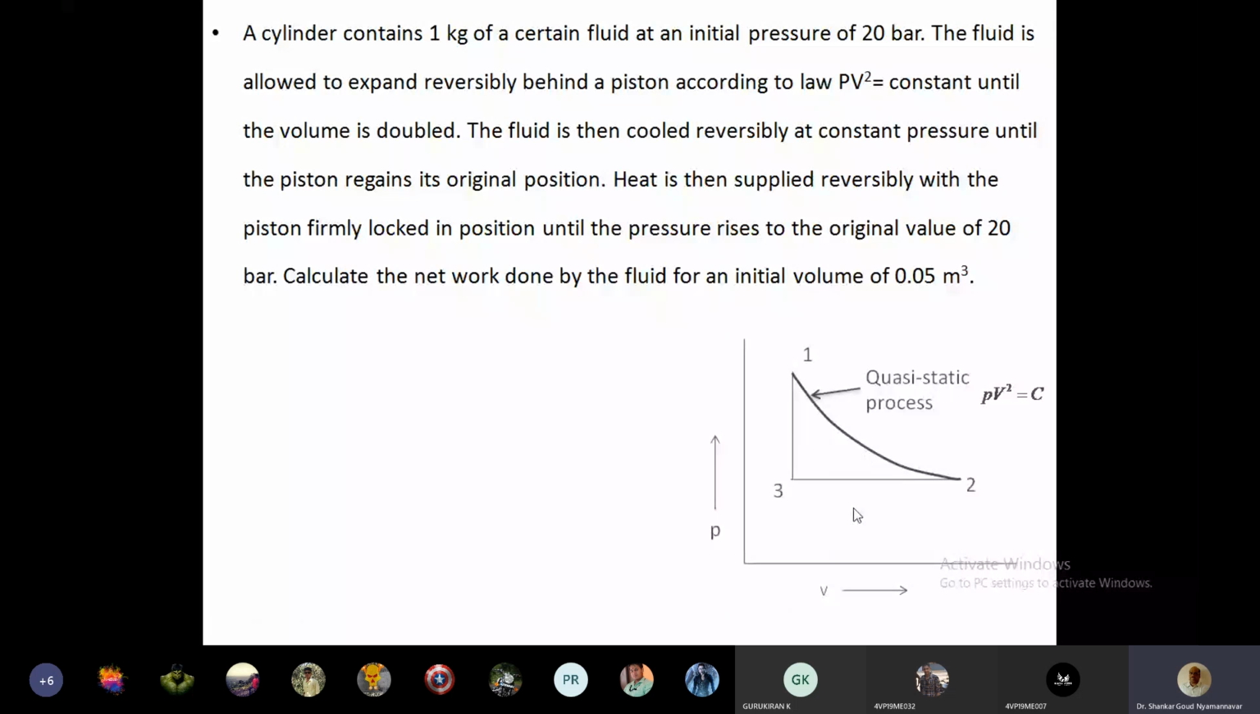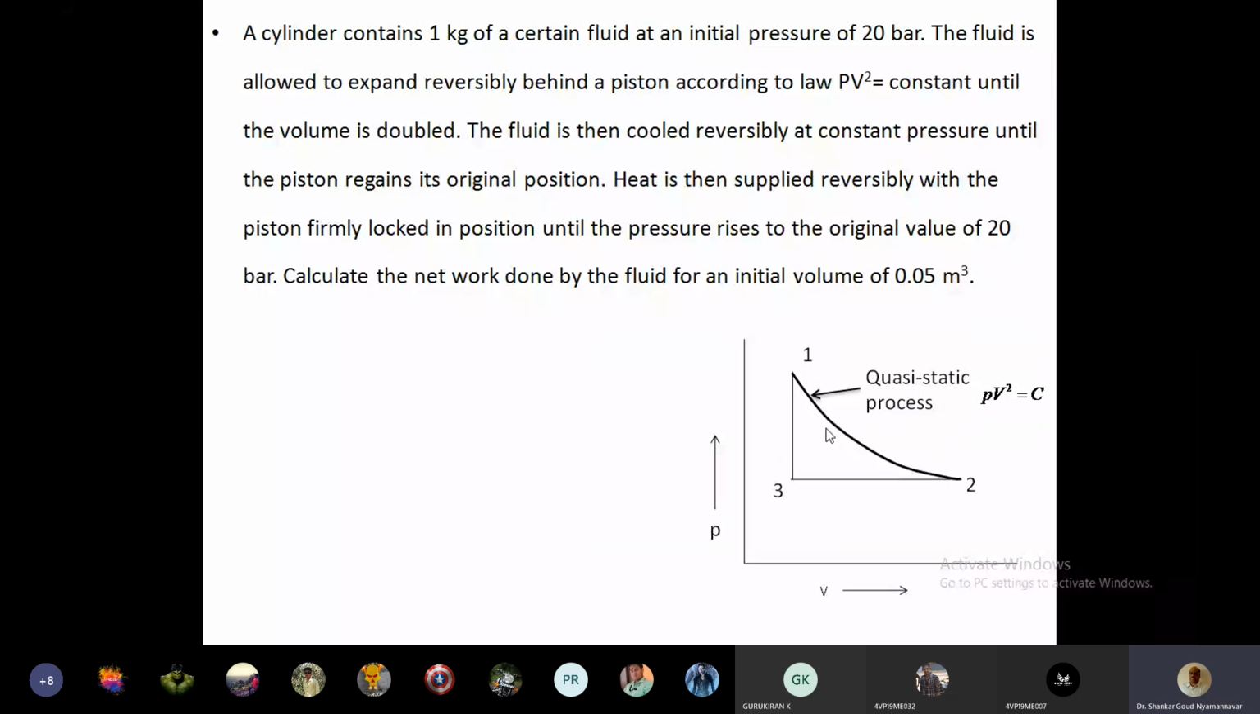So we said that there is a process. There are three processes: 1 to 2, 2 to 3, and 3 to 1. These three processes together form a cycle. Now we have to find out the work done during this cycle. If it is a cycle, work done in a cycle is the area enclosed by the cycle. It is called a cycle because the process starts here and comes back to the original state. It goes through a series of changes and returns to the same state. It encloses an area. This area is called the net work.